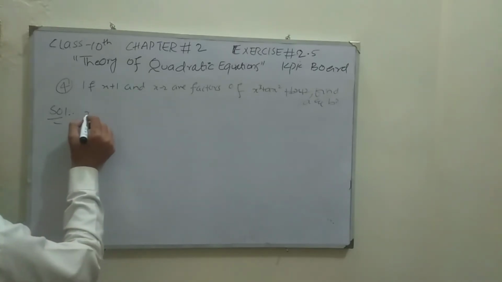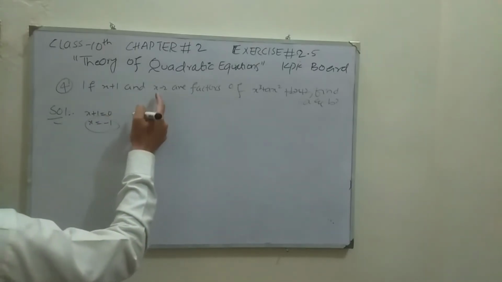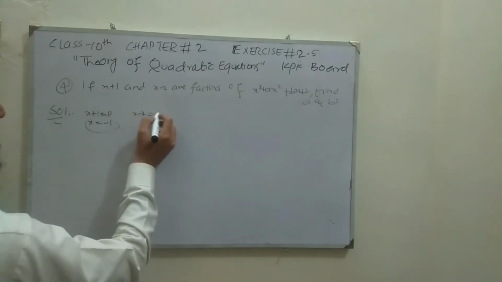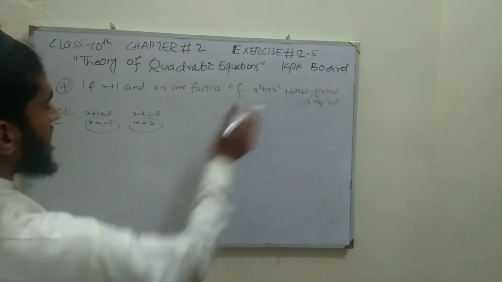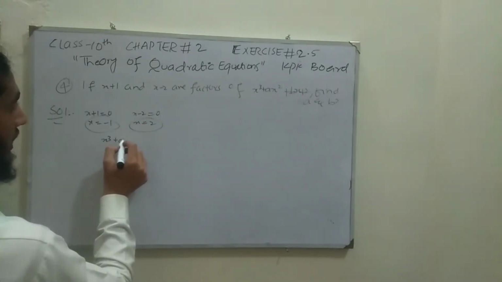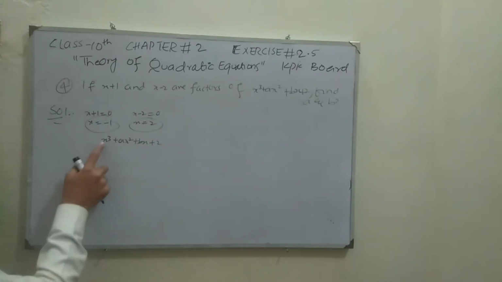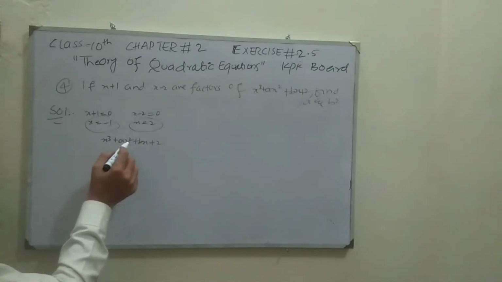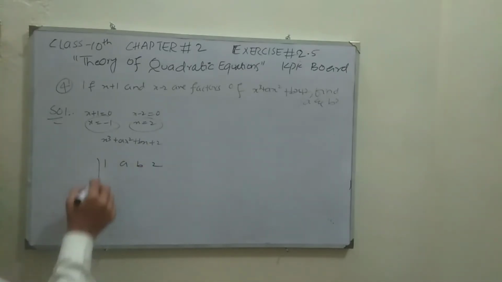Solution. Taking x plus 1 equal to 0, x will be equal to negative 1. Put x minus 2 equal to 0, so x will be equal to 2. These are the two roots. Taking x power 3 plus ax square plus bx plus 2 and using synthetic division, the coefficient of x power 3 is 1, the x square coefficient is a, the x coefficient is b, and 2 comes down the same.